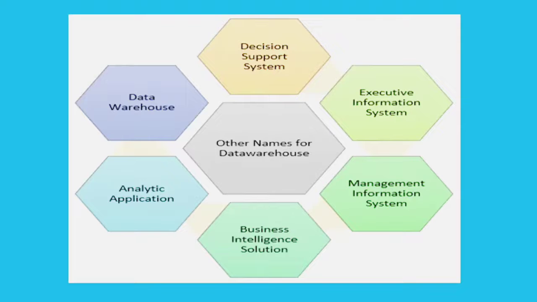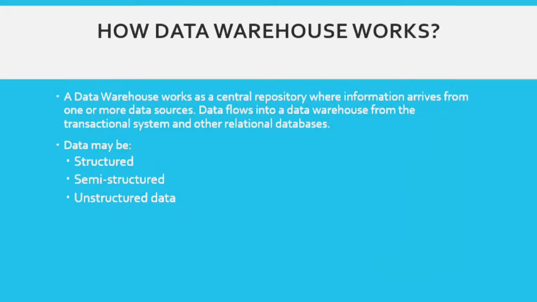Now let's understand how a data warehouse functions. So a data warehouse works as a central repository where information arrives from one or more data source. The data flows into data warehouse from a transactional system and other relational databases. The data may be structured, semi-structured or unstructured. The data is processed, transformed and ingested so that it can be used to access the processed data in data warehouse through some business intelligence tools, SQL, spreadsheets, etc.